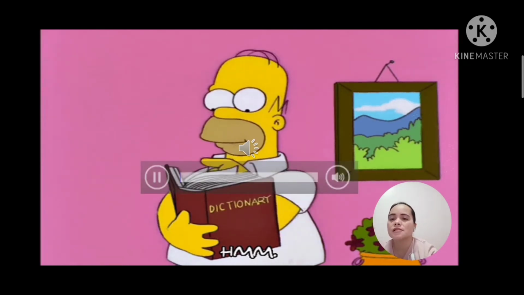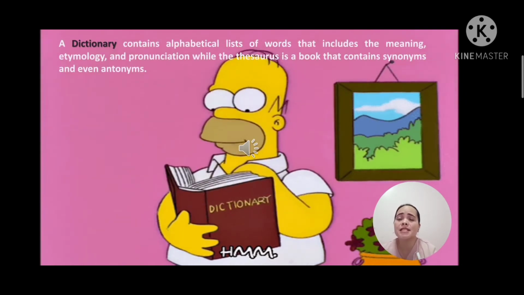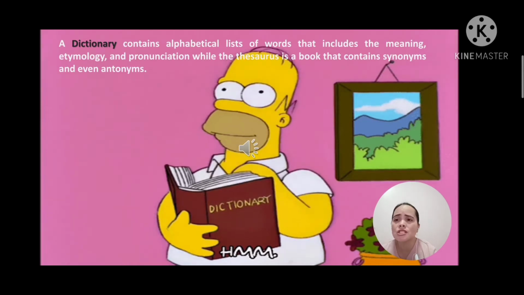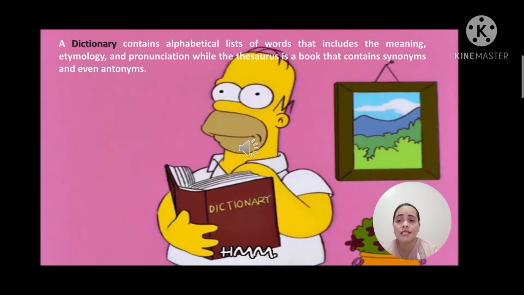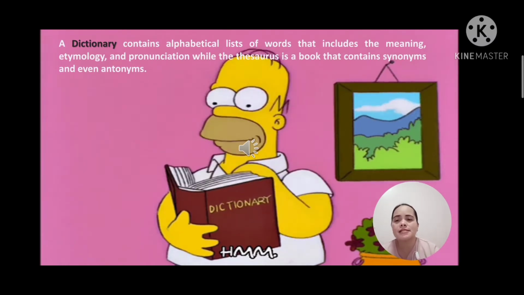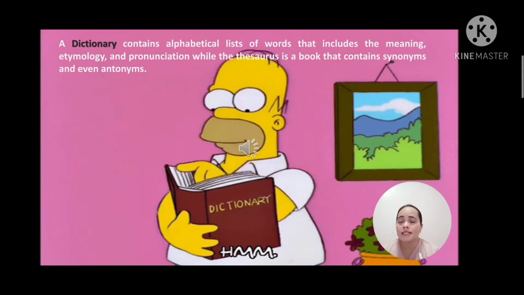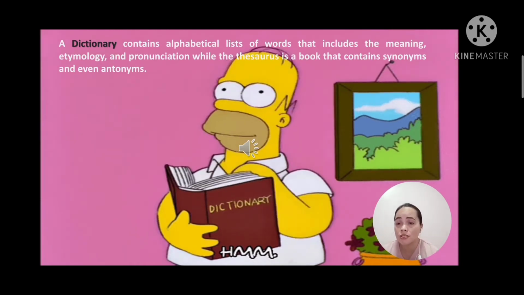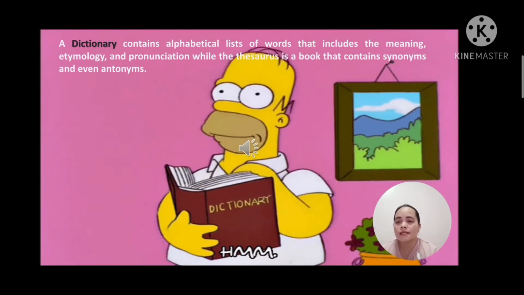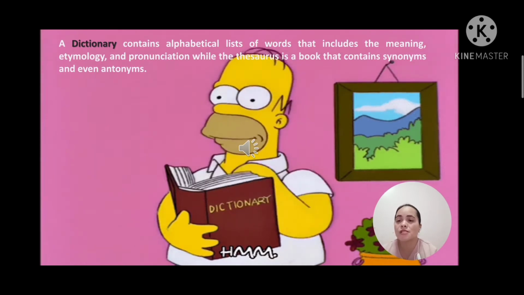Now let us just discuss first what this dictionary is, its definition. A dictionary contains an alphabetical list of words that includes the meaning, etymology, and the pronunciation, while the Thesaurus is a book that contains synonyms and even antonyms. Now, this dictionary, class, I am very sure that this is not new to you. As you open them, the words listed there are arranged alphabetically. That is why I asked you in the first part of our lesson how to arrange words alphabetically. You got them correctly, and I don't need to expound on it further.